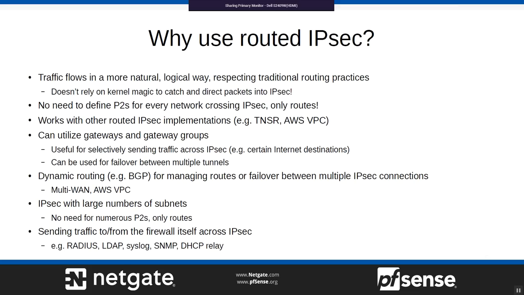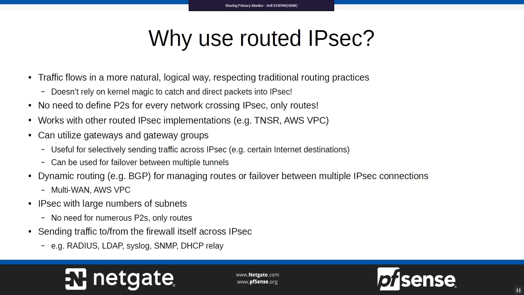It can utilize gateways and gateway groups. So again, selectively sending traffic across, policy routing certain internet destinations, you can do that now. You can also do failover between multiple tunnels with gateway groups or with dynamic routing. You can do BGP or OSPF dynamic routing between multiple IPsec connections, or even between something that's IPsec and something that's not. You could use it for multiple WANs, AWS VPC failover. That kind of stuff is all in the pipe here.